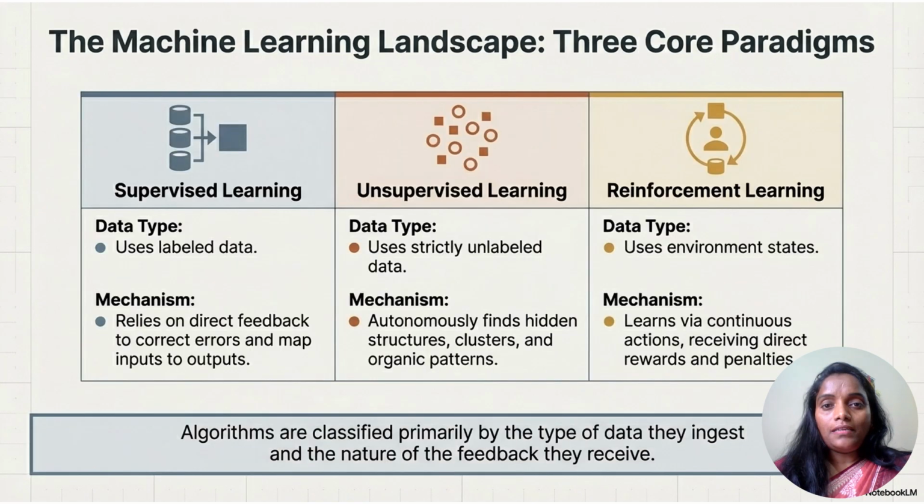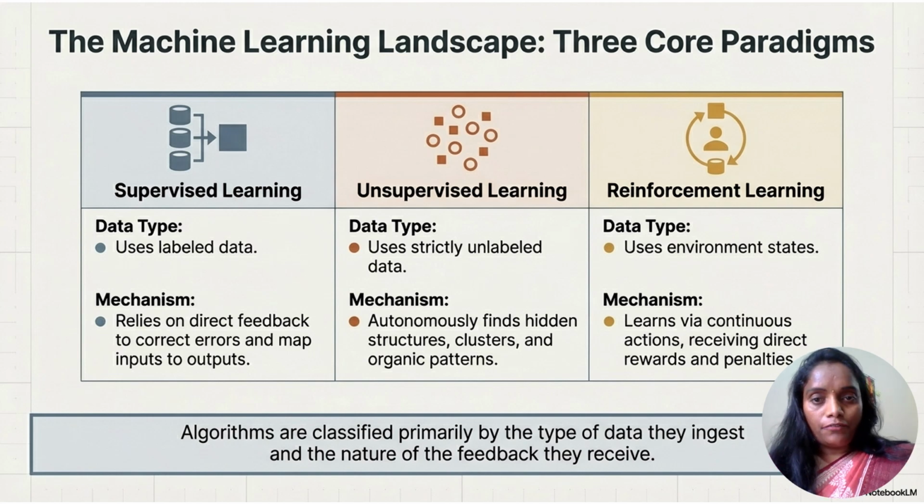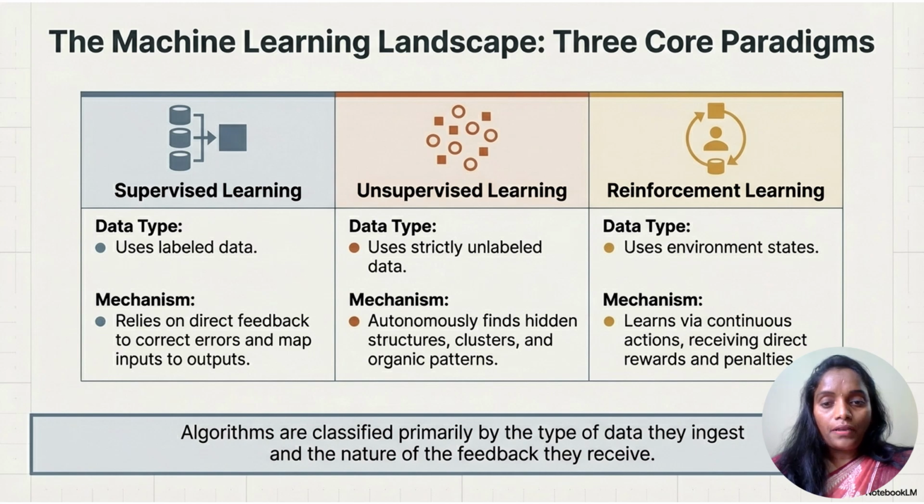And there are mainly three types of machine learning algorithms: supervised learning, unsupervised learning, and reinforcement learning. These types are classified based on the type of data and the feedback available. So understanding this is very important to choose the correct approach for the problem. In the slide we can see the first category is supervised learning, the second one is unsupervised learning, and the third one is reinforcement learning, where supervised learning uses labeled data and unsupervised learning uses unlabeled data, whereas reinforcement learning learns from the environment.